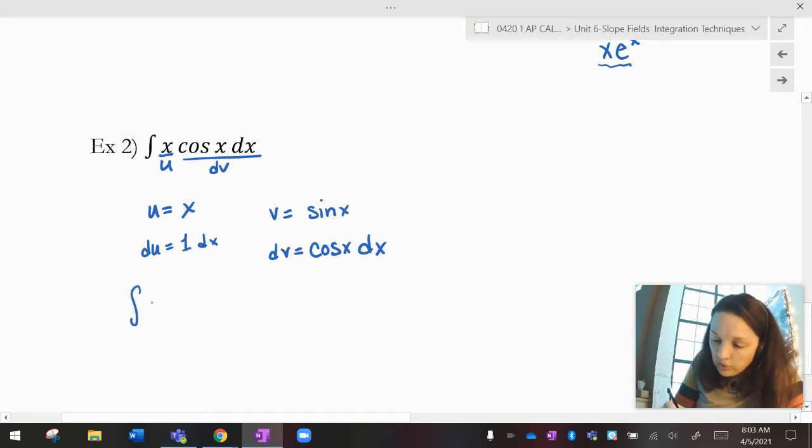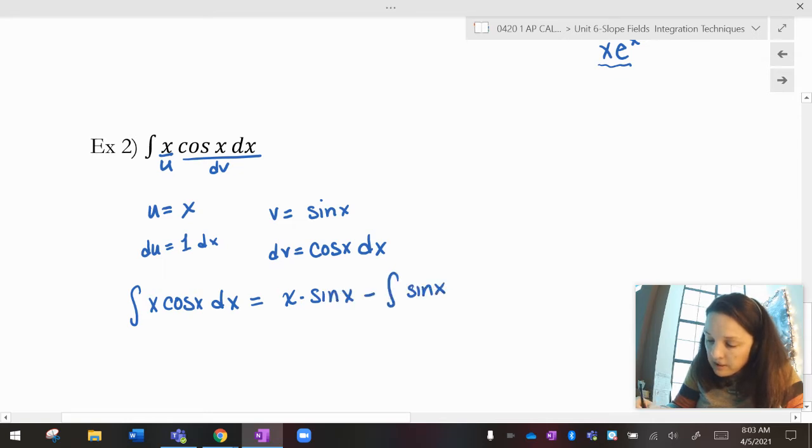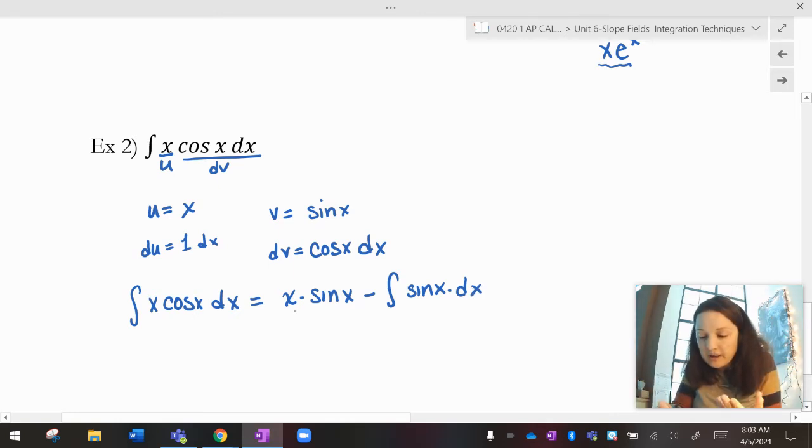So the integral of u dv equals u times v minus the integral of v du. All right, so the antiderivative of x cosine x starts with x sine x minus the integral of sine x. And you know what? I can evaluate that second integral.